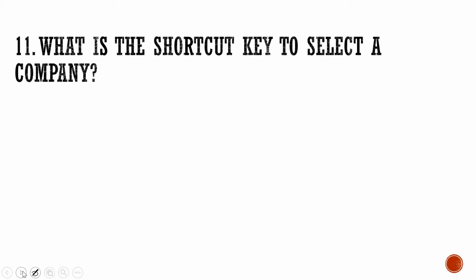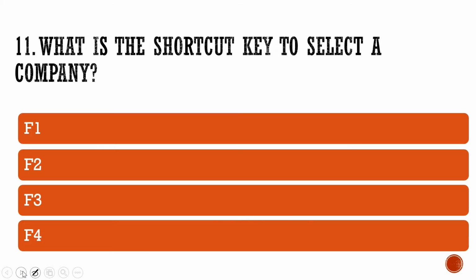Next question: what is the shortcut key to select a company? The shortcut key to select a company is F1. A very easy option. If you press F1, you will get the companies which you have created, and amongst them you can select the company which you want to work on.